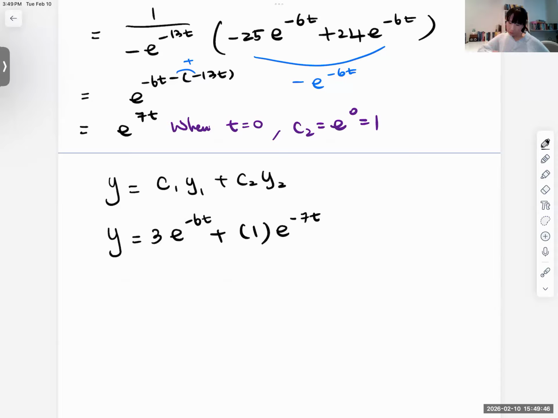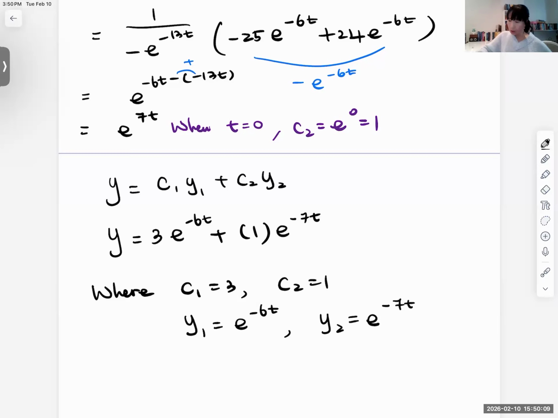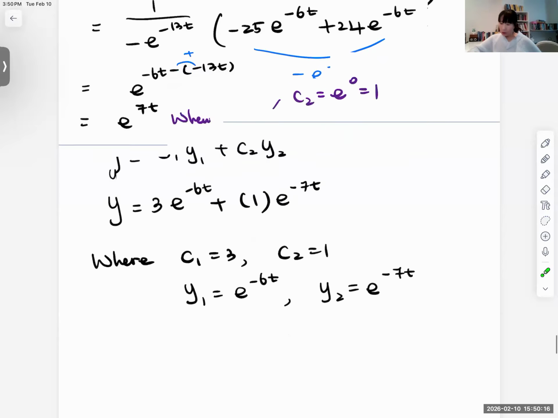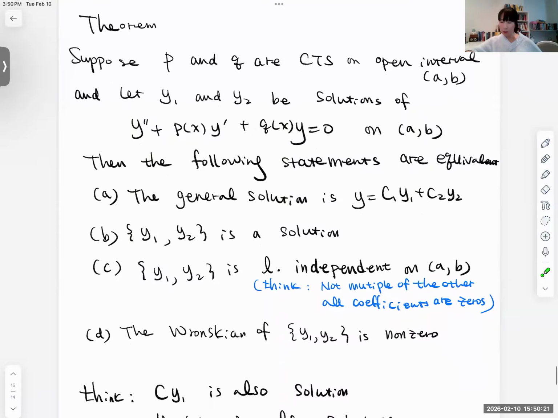So we knew that c sub 1 equal to 3, c sub 2 equal to 1, y sub 1 equal to e to the negative 6t, and y sub 2 equal to e to the negative 7t. Normally, we don't write down the 1 here, right? Now, the last theorem here, then we are done for this section.